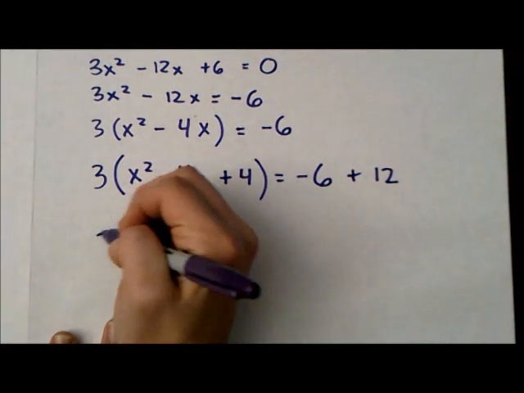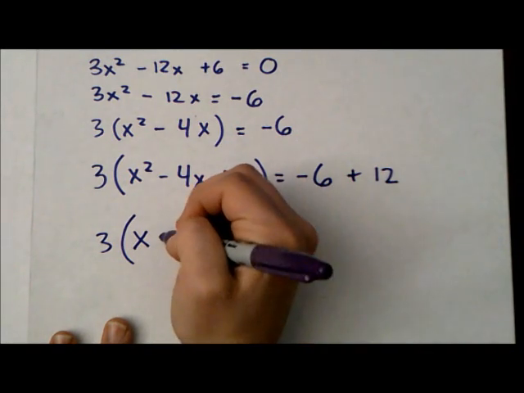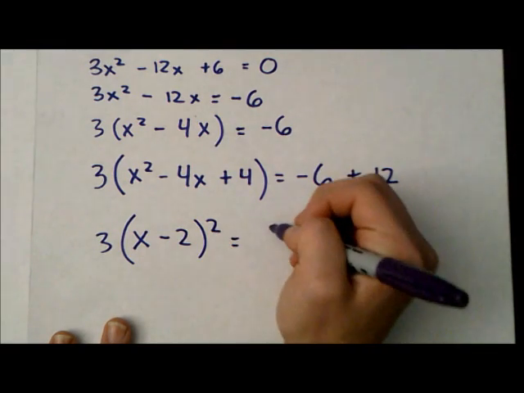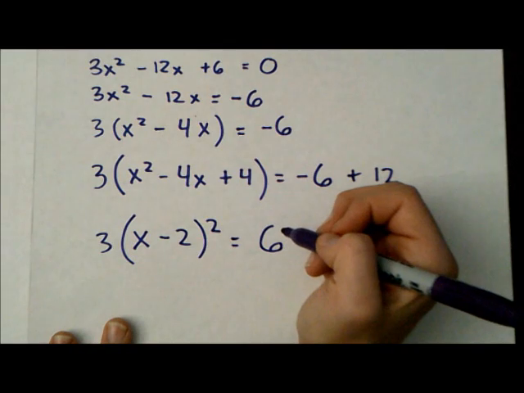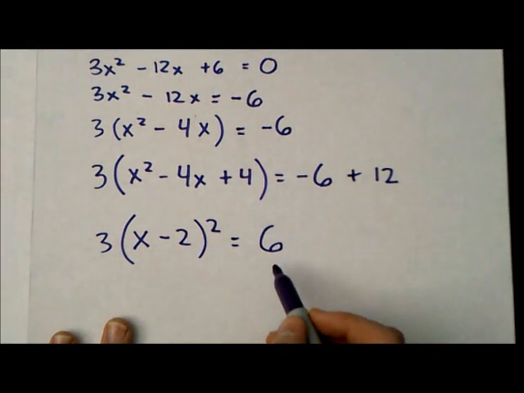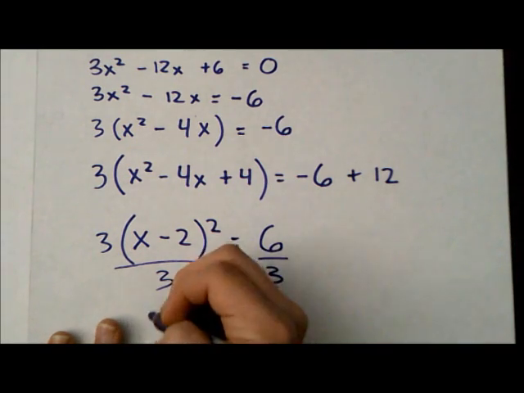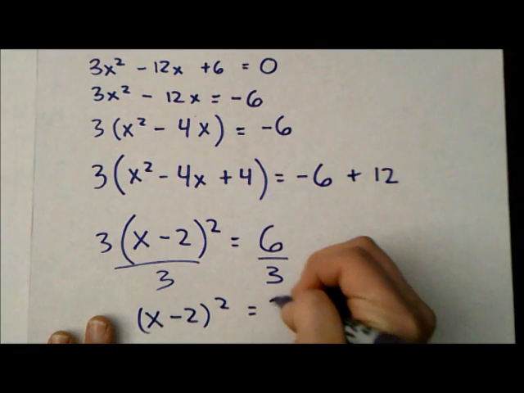So you will get 3 times (x minus 2) squared equals 6. The next thing that you'll do is you'll divide by 3 to get rid of it. So dividing each side by 3, you get x minus 2 squared equals 2.